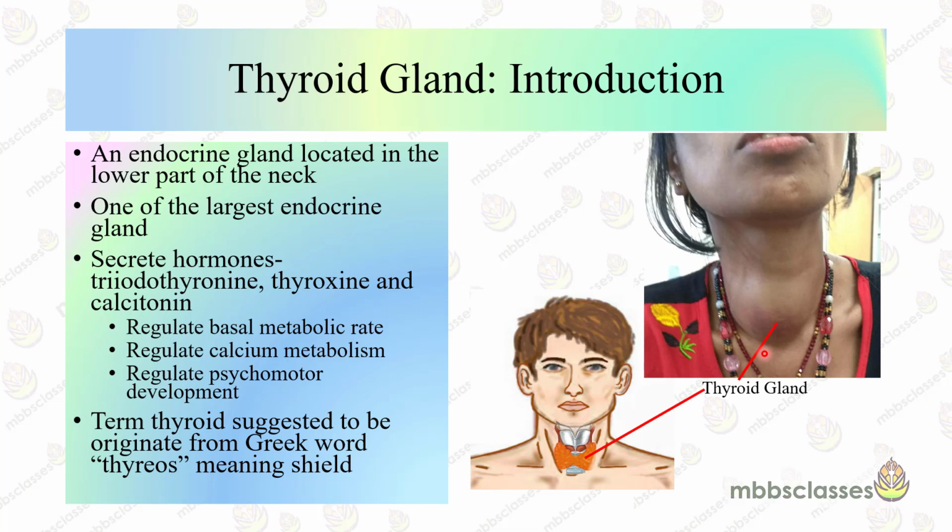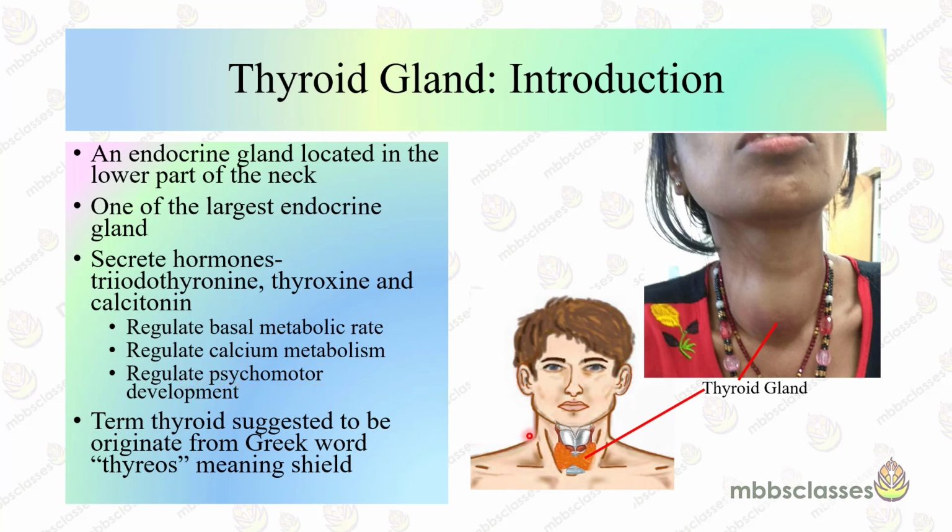Another one is the pancreas. And this thyroid gland is responsible for secretion of three important hormones, and these are triiodothyronine, thyroxine, and calcitonin. And these hormones of the thyroid gland are responsible for regulation of basal metabolic rate, that we will discuss in the separate videos when we will discuss the physiology of thyroid gland. So it regulates the basal metabolic rate.